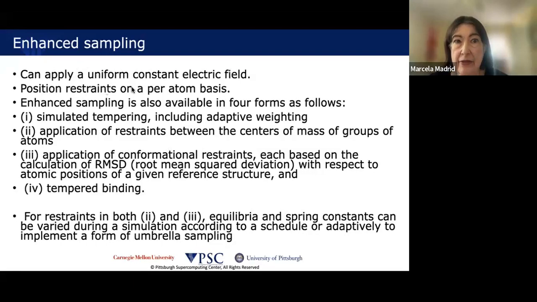The simulations can have a uniform constant electric field applied, and can have position restraints. The enhanced sampling is available in 4 forms, which are simulated tempering, restraints between the centers of mass, restraints to a reference structure, and tempered binding. And the variables are for the application of restraints between the centers of mass and the RMSD, which is with respect to the reference structure. The equilibrium and the spring constants can be varied during the simulation according to a schedule or adaptively to implement a form of umbrella sampling.